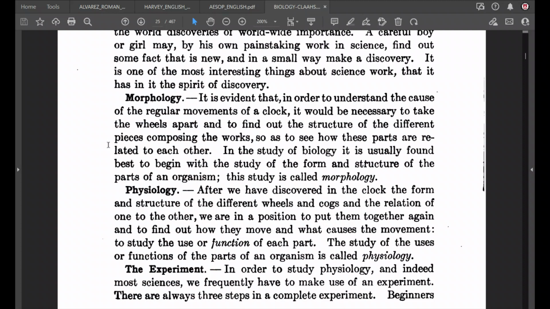If we want to understand how the clock works, it would be necessary to take the wheels apart and find out the structure of the different pieces composing the works to see how the parts are related to each other. So if we want to understand how a clock works, we have to look inside of it and see what the parts are doing and how the clock is actually made to work.